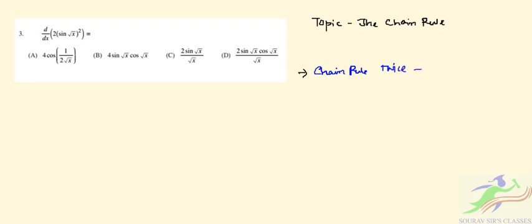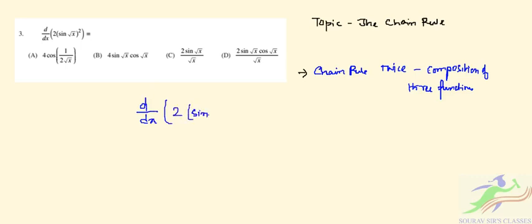Twice, right? Because we have the composition of 3 functions over here. So that's why you have to apply the chain rule twice. So now d/dx, let's write this function. d/dx is 2 sine of root x, whole square, this one.